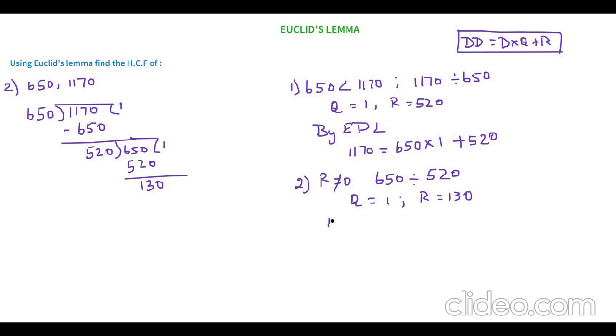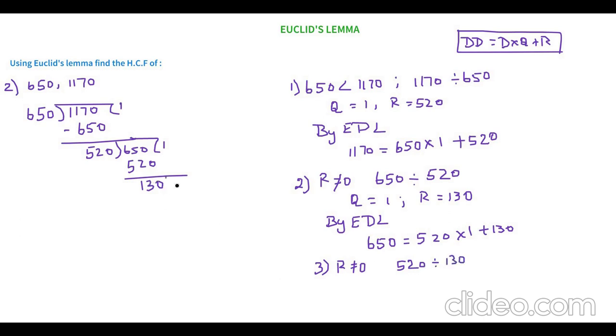So now by Euclid's division lemma, our dividend, which is 650, equals this divisor, 520, times 1, which is our quotient, plus our remainder. So you can simplify this and we'll get the answer of 650. So now the step 3, since the remainder is not equal to 0, let's divide. So which will be our dividend now? Right, so 520 will be our dividend. 520 will be divided with 130.